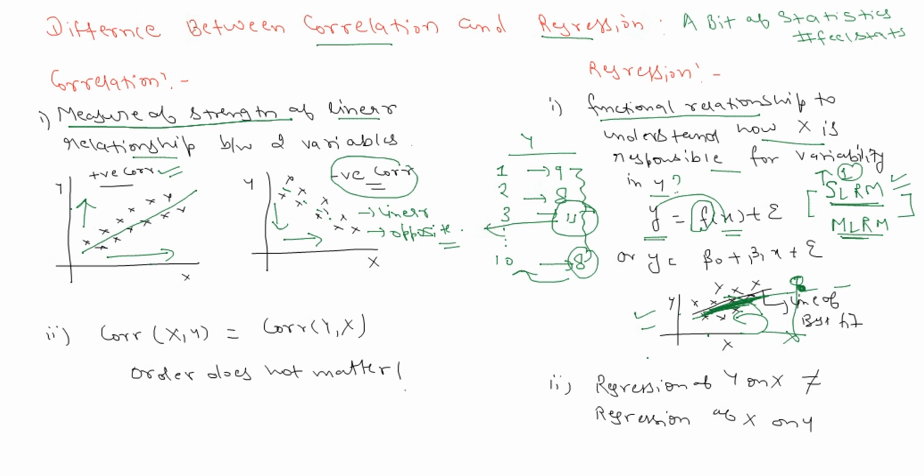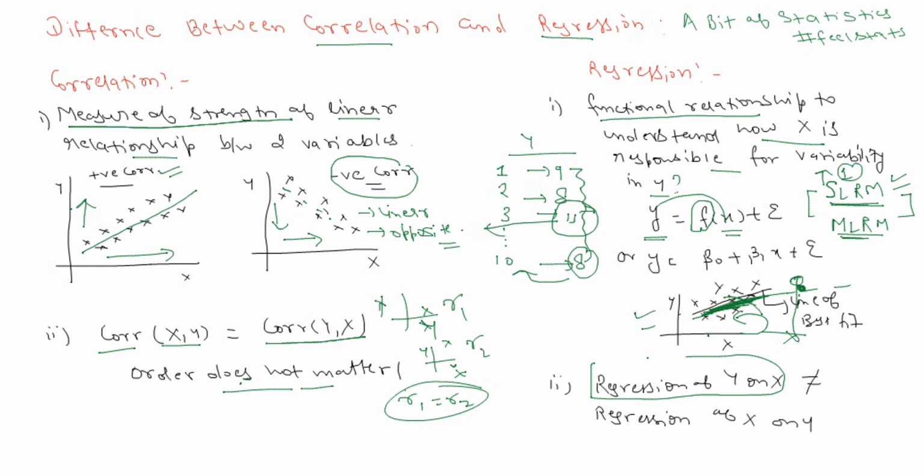And if I come to the second point, this is the most important point, which clearly makes the difference between these two terms. Correlation of x and y is the same as correlation of y and x. Whether I put x here and y there, or y here and x there, the correlation value is not going to change. It is going to remain the same. That means R1 and R2 would both be the same. Order does not matter in the case of correlation, but it is not the case with regression.